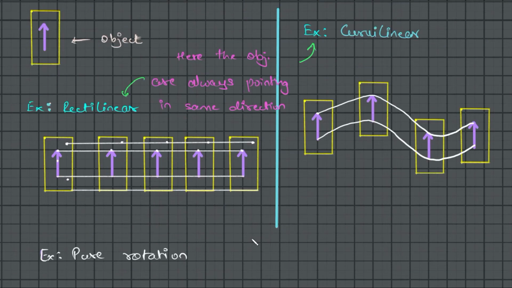In rectilinear, you have the object pointing in the same direction. I can have it this way also, but it has to be moving. The entire thing has to be moving. So this is again an example of curvilinear. It can be pointing in any direction, just that all of the points should continue to point in the same direction throughout.